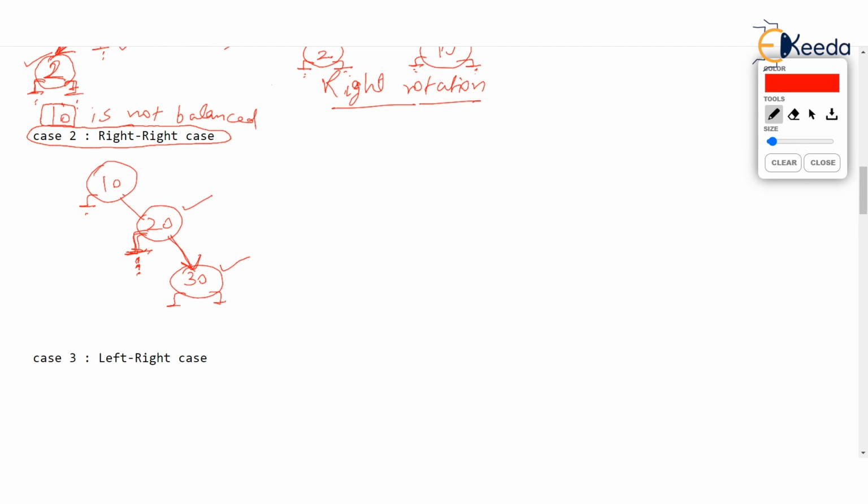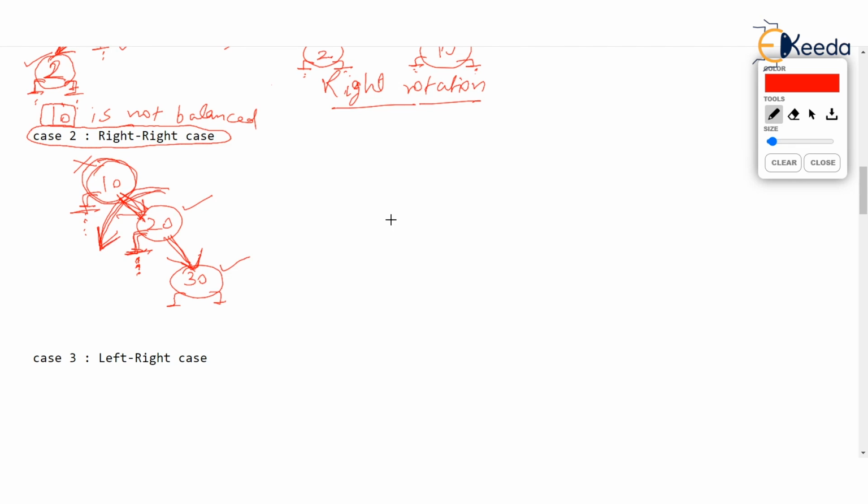Whereas 10, if you observe this 10, left height is 0 but right height is 2. So 10 is not balanced because difference of left and right is greater than 1. 10 is not balanced because it is having right child, which is again having right child. So this is right right case. And to handle this, AVL gave left rotation. Just rotate this 10 to the left of 20. Observe. Rotate 10 to the left of 20.